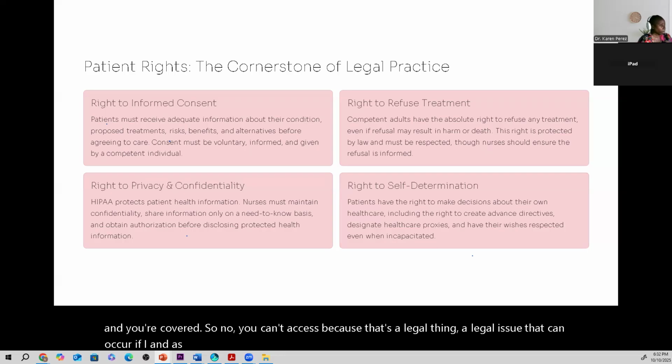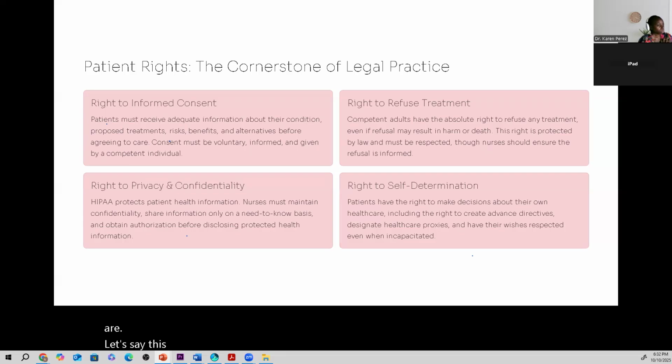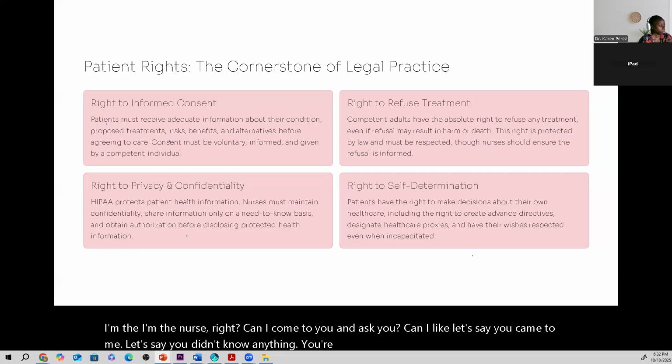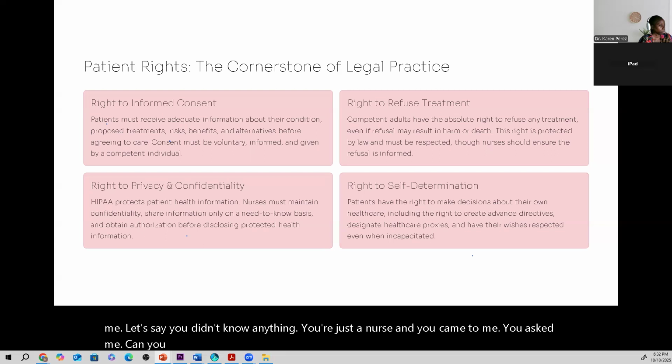All right, so let me ask you, in what case is this okay? Let's say this is your patient and I'm the nurse. Let's say you didn't know anything, you're just a nurse, and you came to me and asked, can you check the labs for so and so? Am I allowed to do that still?